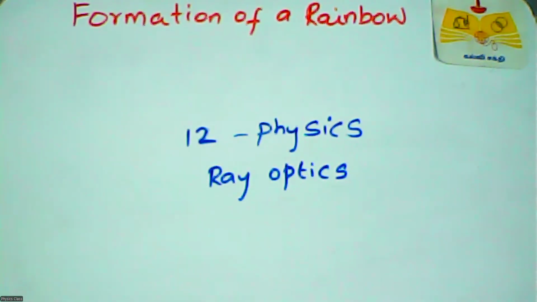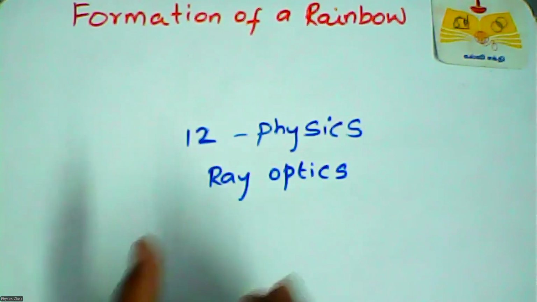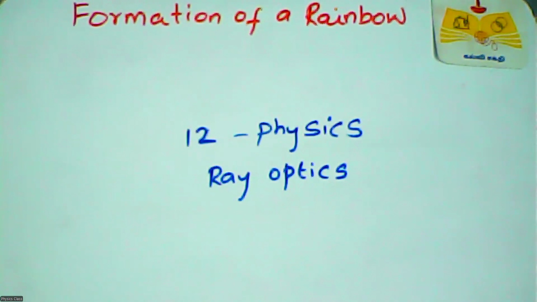Today we are going to discuss one topic from 12th physics. Class 12th physics, chapter name ray optics, topic name formation of rainbow. Already we are all familiar with the rainbow. Rainbow is one mesmerizing phenomenon of light. Light is the basis for that rainbow.